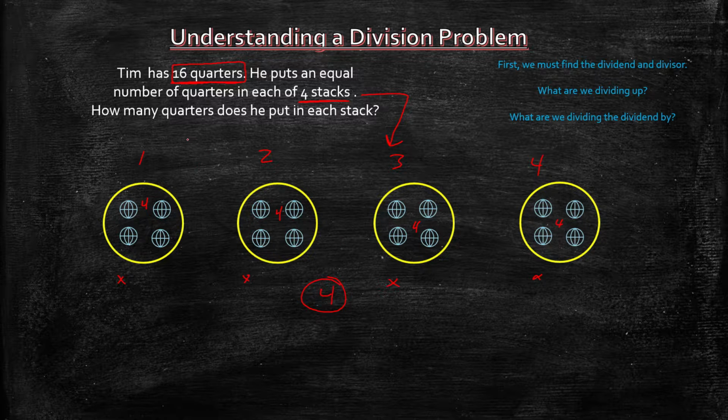Now, if you watch the other videos, remember, if it is a word problem, make sure you tell me what 4 references. So what 4 what? In this case, 4 quarters. Okay, so I'll put it like that. And you may see it written as 16 quarters divided by 4 stacks equals what? 4. You might see it written as this. 4 goes into 16 4 times. There's your answer.